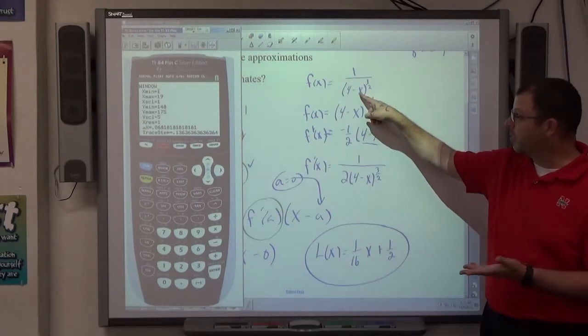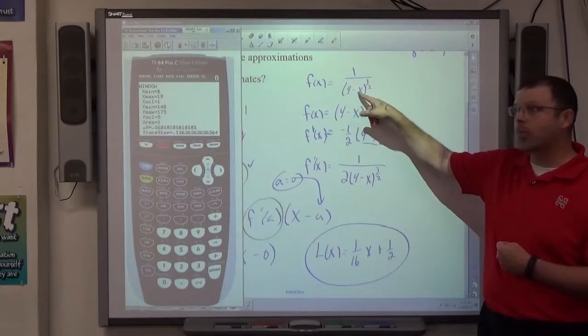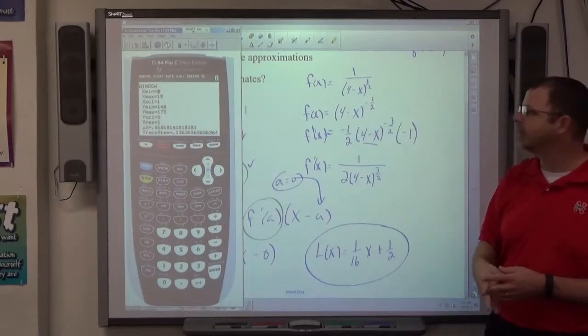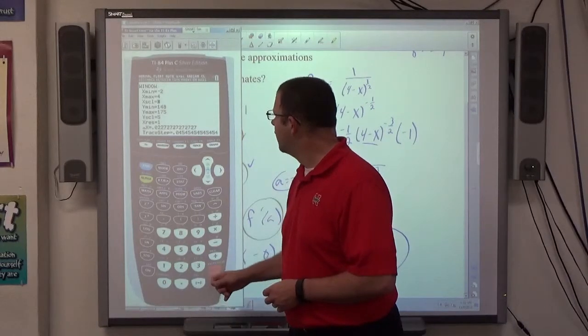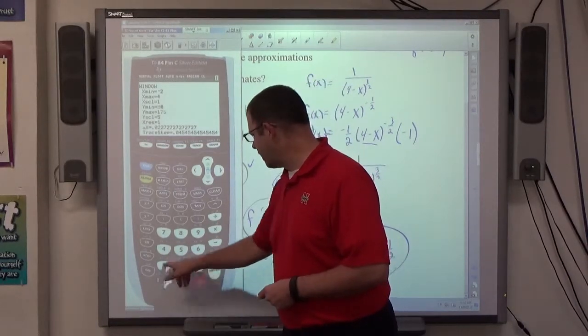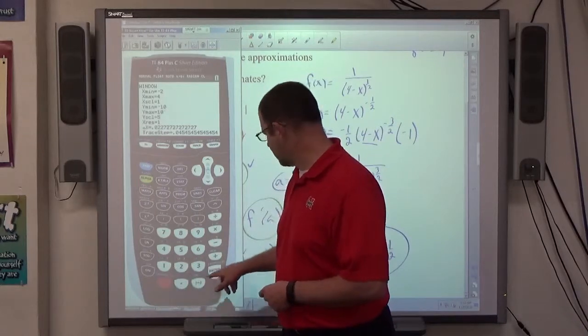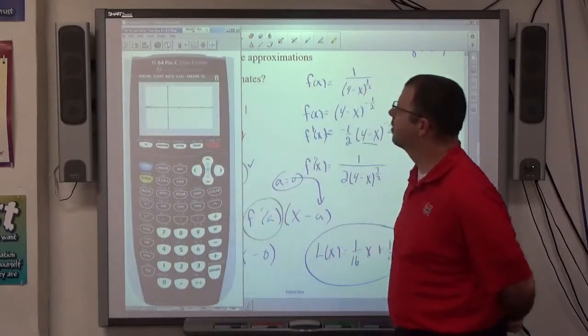If x equals 4, you get 0, and you can't divide by 0. If x is less than 4, 4 minus a number less than 4 is going to be positive. So let's go from -2 up to 4, and let's go from -10 to 10. Let's just pretend we don't have any idea what's going to happen here. Hit graph, see what happens.